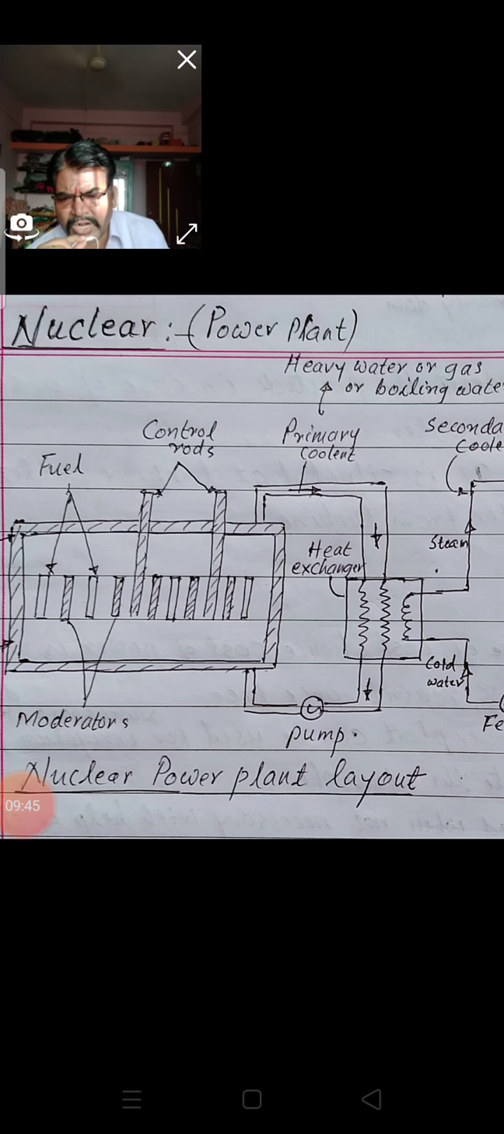Nuclear power plant is one of the important sources of energy. If we supply 1 kg of uranium, it equals 400 kg of coal. It means this is most advantageous, as stated above in this discussion.